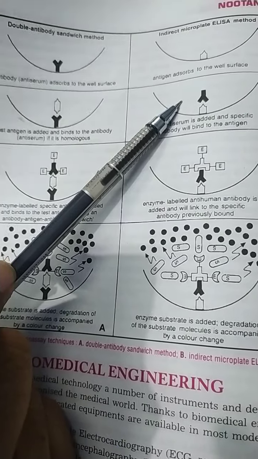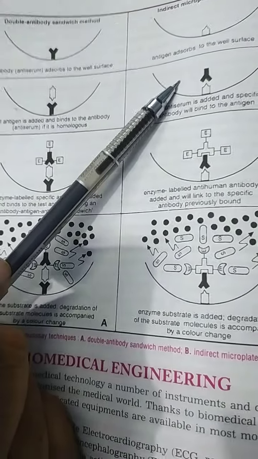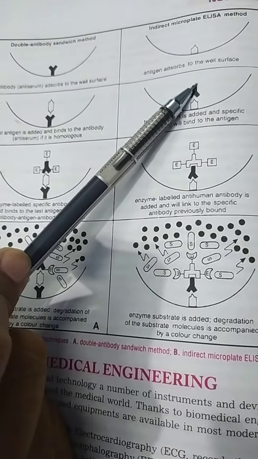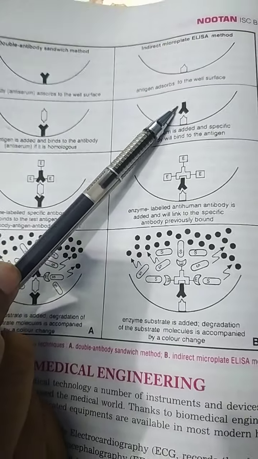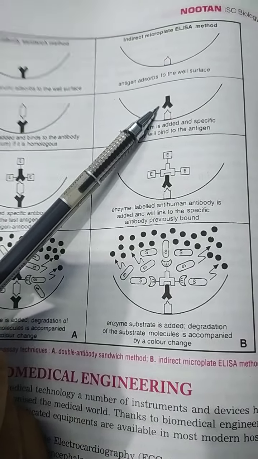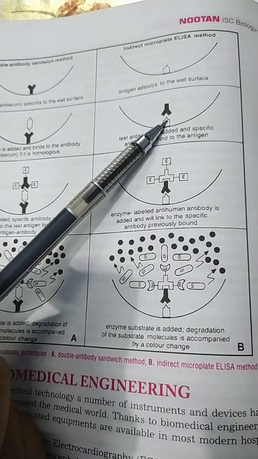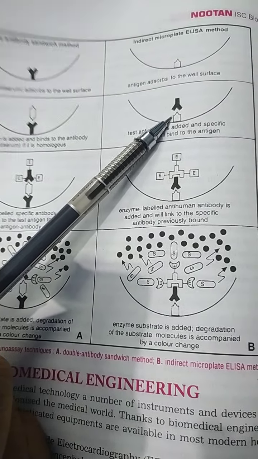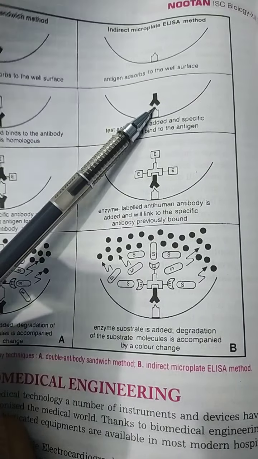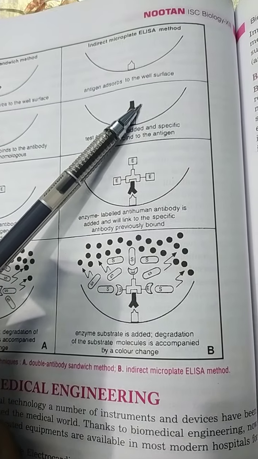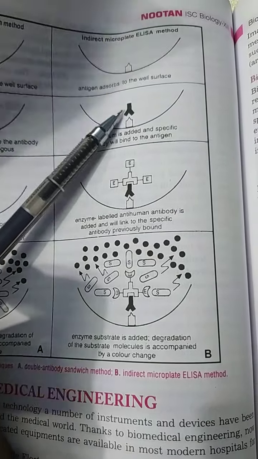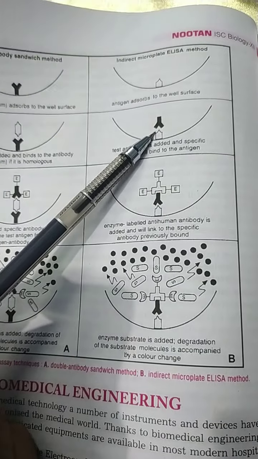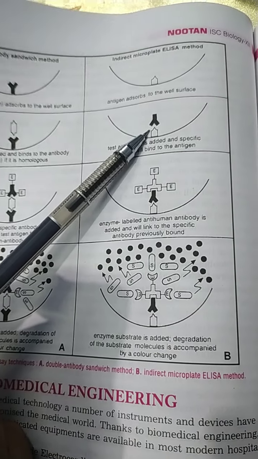If the antibodies in the antiserum are homogeneous, they will bind to the immobilized antigen. Do you see here? This antigen has the right kind of site to accommodate this antibody, and so this antibody comes and fixes itself over this antigen.